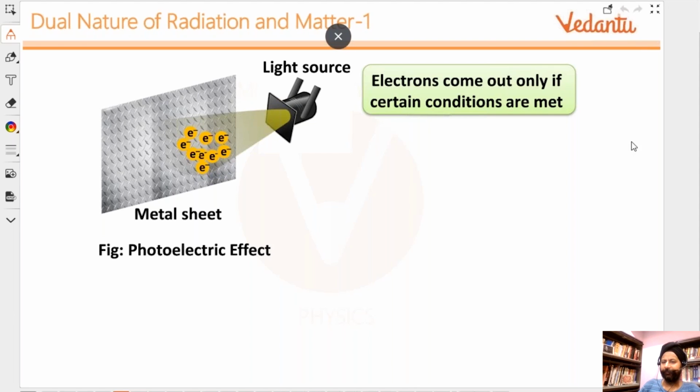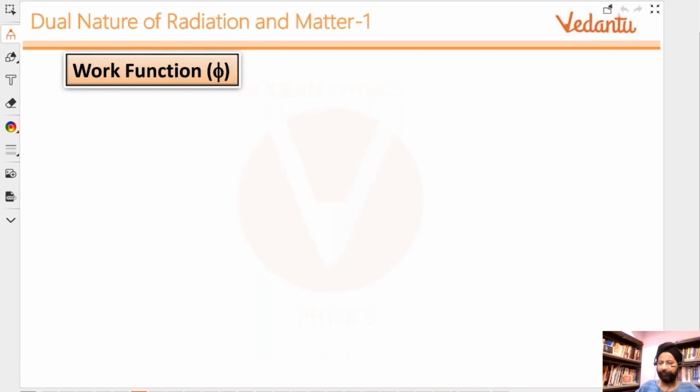So electrons come out only if certain conditions are met, and that is the purpose of this whole study today. What are the conditions? It's not like, why is electron not coming out of this metal? This is metal, this is aluminum. So why is it not coming out of it? It's not coming out of it because the conditions are not met. So let's see what are the conditions there. Work function. This is where more mathematics will start now.